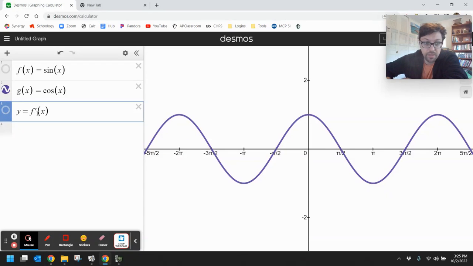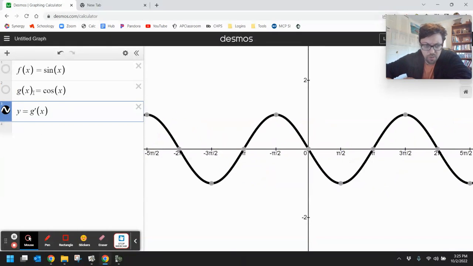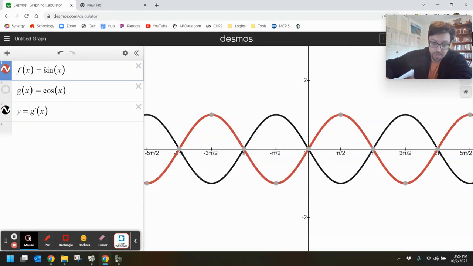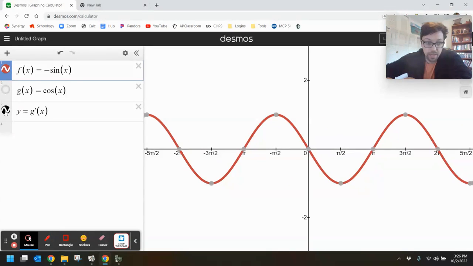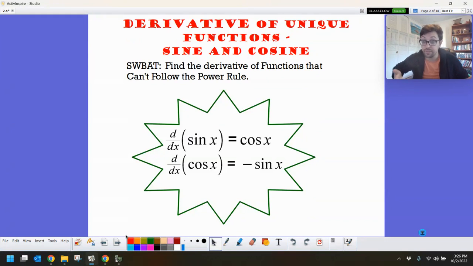What about the derivative of cosine? Well, swap this out with a g, and then let's take a look at what that is. Okay. Well, that looks like sine just about, but it's not quite matching up. It's upside down. Now those match. Cool. So in your notes, write down the derivative of sine ends up being cosine, and the derivative of cosine is negative sine. And that's it.